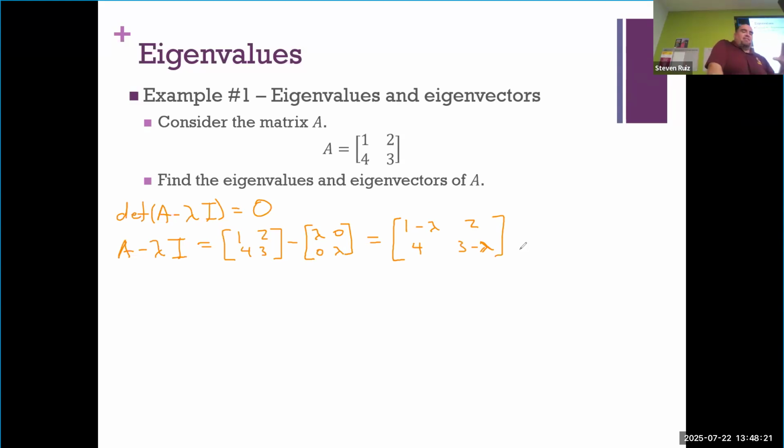So basically, the effect of subtracting lambda I is that it happens along the diagonal from top left to bottom right. We're going to subtract lambda from each of those entries. Any questions about how we built this final matrix here? If we're good with that, how do we find the determinant?